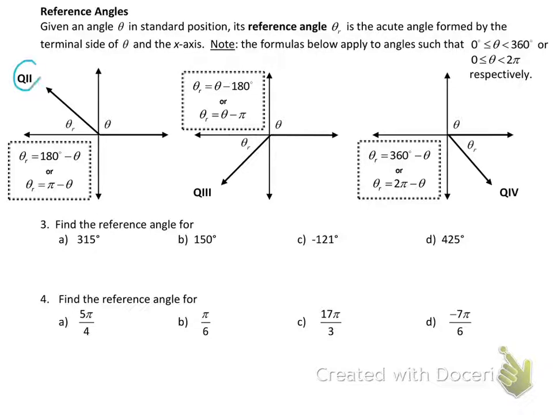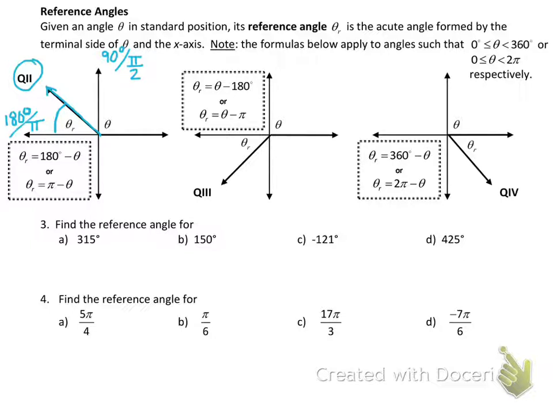So if we start with quadrant 2, then we know that theta is going to be between 90 degrees or, in radians, pi over 2, and between 180 degrees and pi. So clearly this angle is in between those two values. So if you're dealing with degrees, you're going to take 180 and subtract theta, because that's this difference right here. Or you're going to take pi and subtract theta if you're in radians.